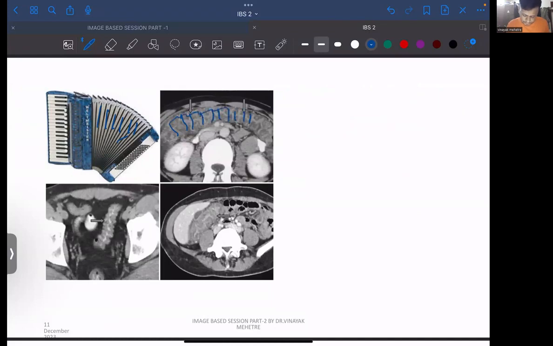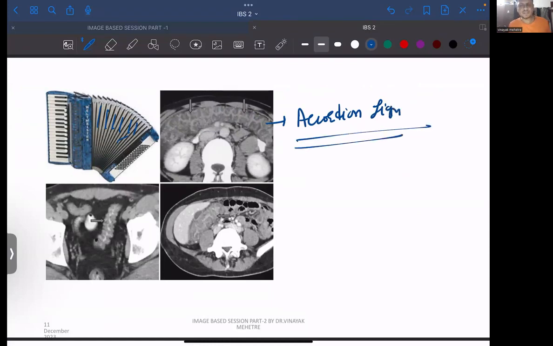Okay, it is called as accordion sign. इसको हम बोलते हैं accordion sign. Seen कहाँ मिलता है? It is seen in pseudo membrane colitis. Okay.